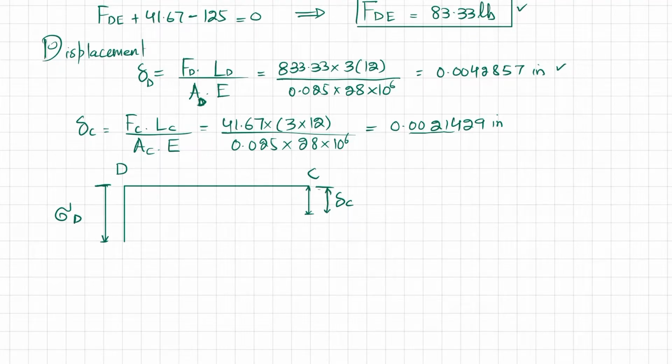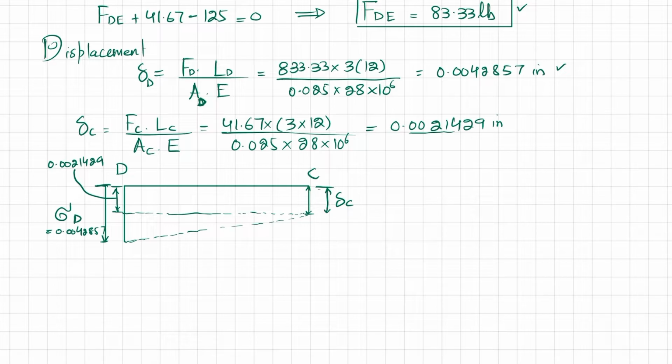You can see from this diagram that if I extend it using a dotted line, this is the same as del C, and this distance will be equal to 0.0021429, while del D is 0.0042857. So what if I join this point with this, clear?